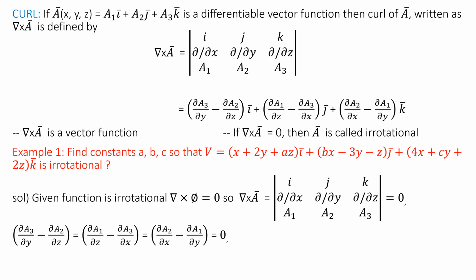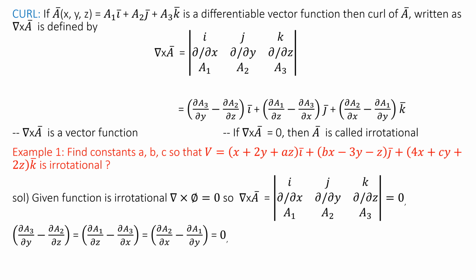Here it is clearly a vector quantity. So del cross a bar, that is curl, is a vector function. And if del cross a bar is equal to 0, then you can call it irrotational. In case of divergence, we said that if del dot a bar is equal to 0, then we call it solenoidal.